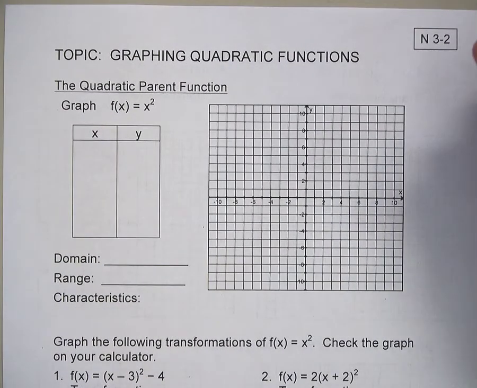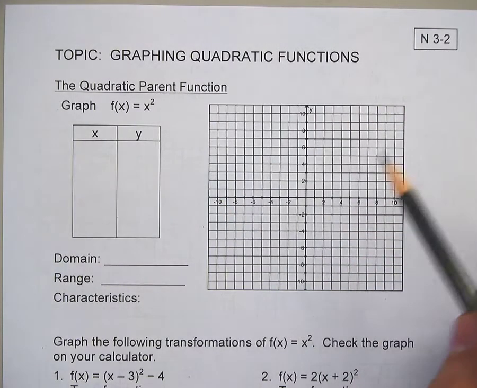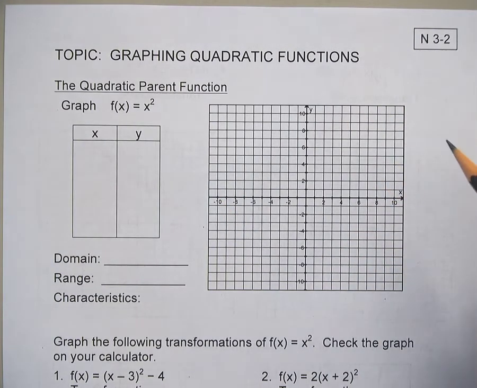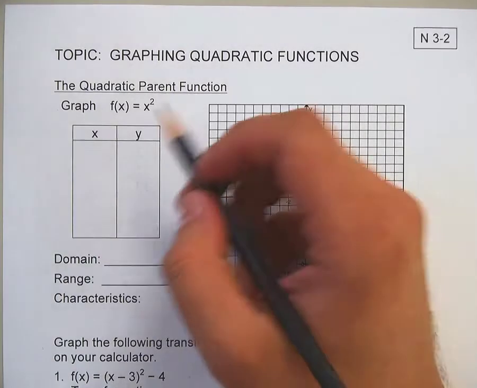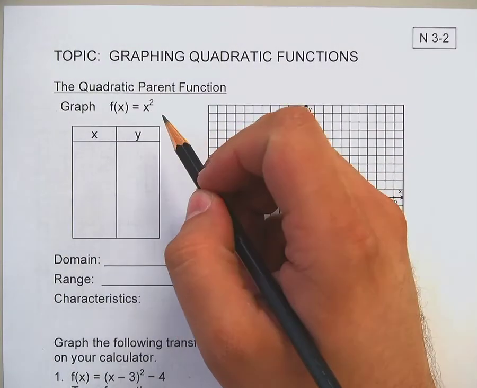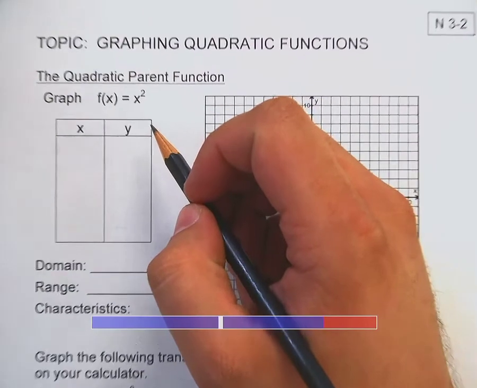Today we're going to be talking about graphing quadratic functions. So first, the parent function, also called the mother function. The quadratic parent function is x squared. Pretty simple enough, right? Very straightforward.